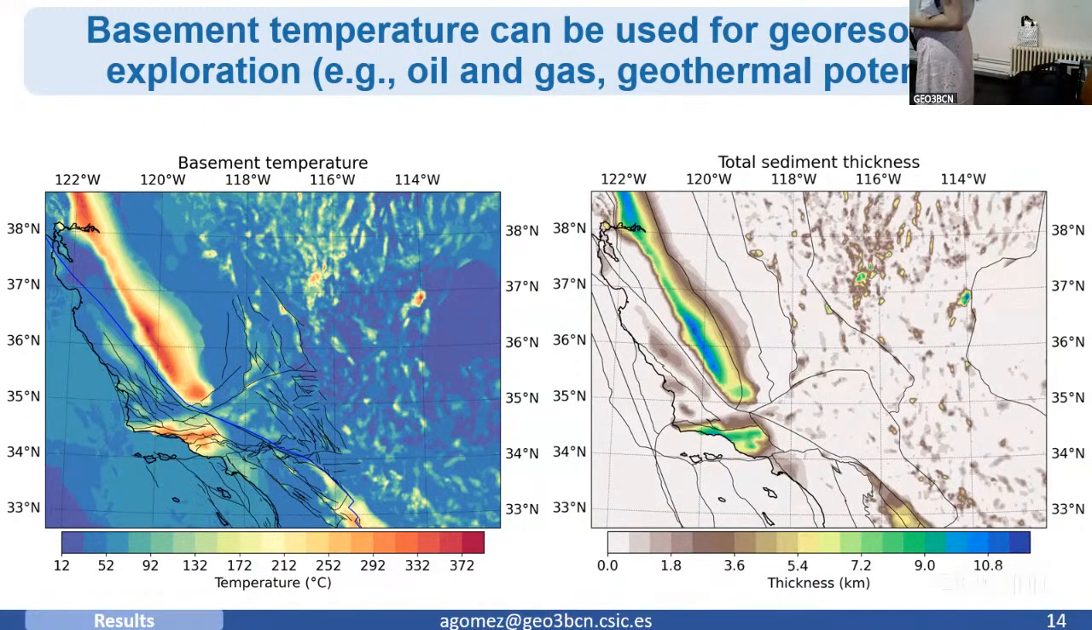But not only that, another example of the results that we can obtain from this approach is, for example, the temperature at the basement. So the temperature below the sediments. This is an important parameter that can be used for georesources, for example, for oil and gas models or for geothermal models. And you can see here that we are actually able to capture this variation in the basement temperature as a response also of the sediment thickness that we are taking into account in our approach.